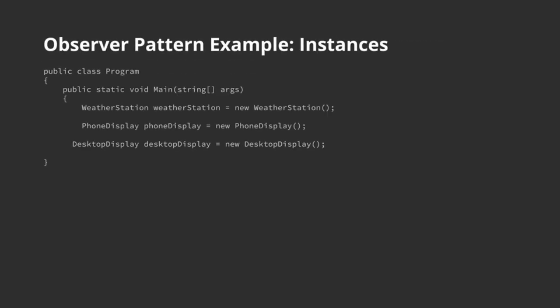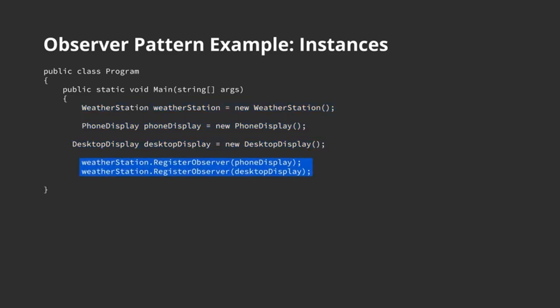To use the observer in the program, the developer creates new instances of weather station, phone display, and desktop display objects. Then they call the register observer method on the weather station object to register a new observer for each object. They pass in the phone display and desktop display objects as parameters when they call this method. Now, to update each display, they simply call the setTemperature method on the weather station object, passing in a new temperature. The iObserver interface, along with the subject class, will update all displays with the new temperature.